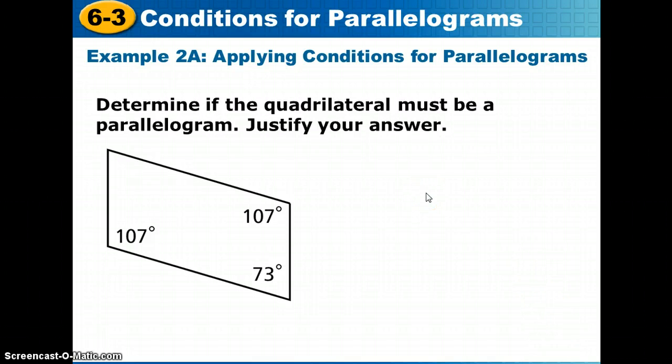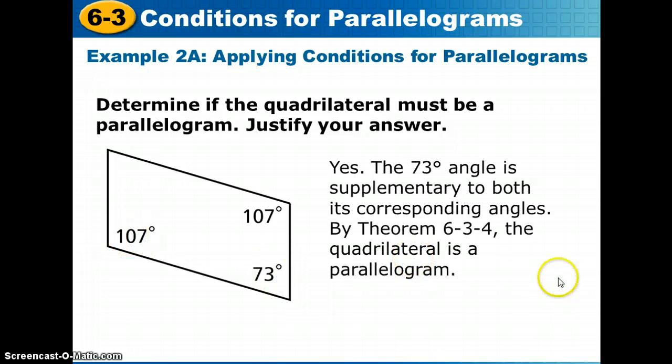All right, in example 2a, we're going to be justifying our answers to determine if these quadrilaterals are parallelograms or not. So we have one angle supplementary to both angles. 107 plus 73 is 180. So you should write something like this. Yes, the 73 degree angle is supplementary to both its consecutive angles. The quadrilateral is a parallelogram.